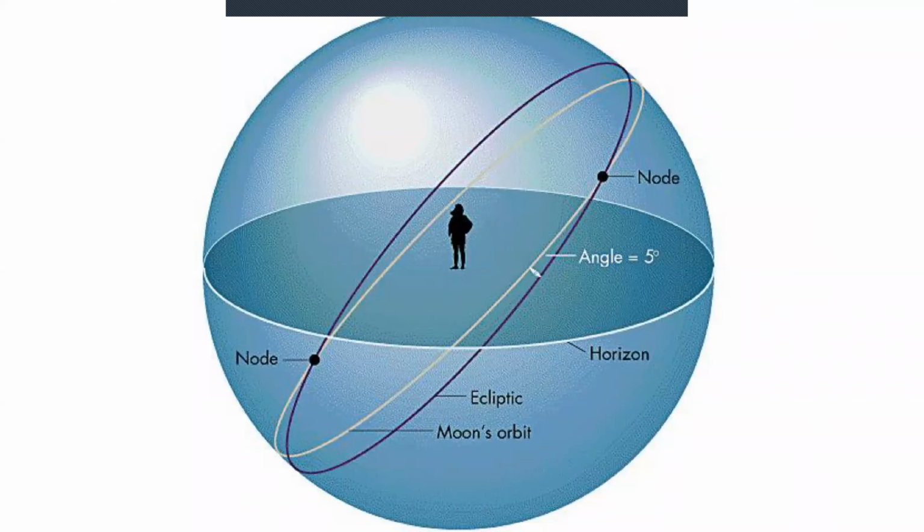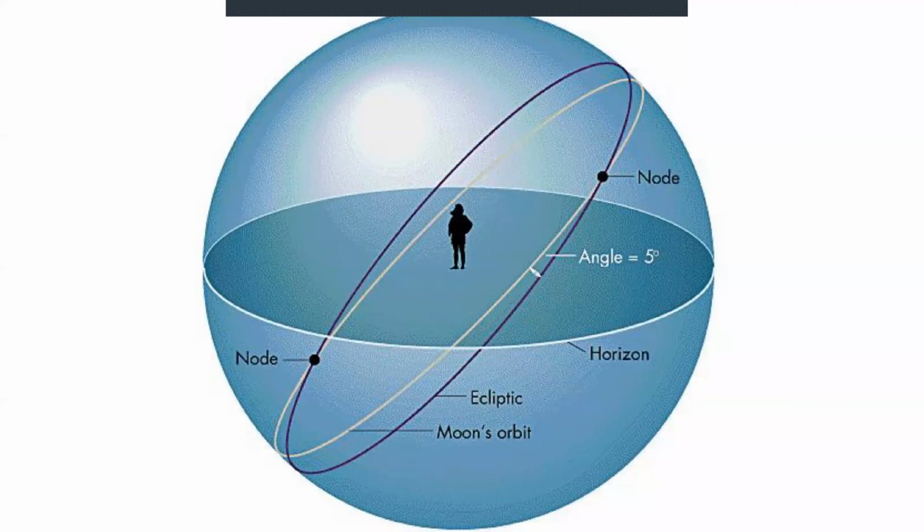So we're paying attention to when the moon is going to be on one of the nodes. If it's in the northern hemisphere, it's going to be the north node. If it's in the southern hemisphere, it's going to be on the south node. And I've made somewhat of an illustration to show you what happens.